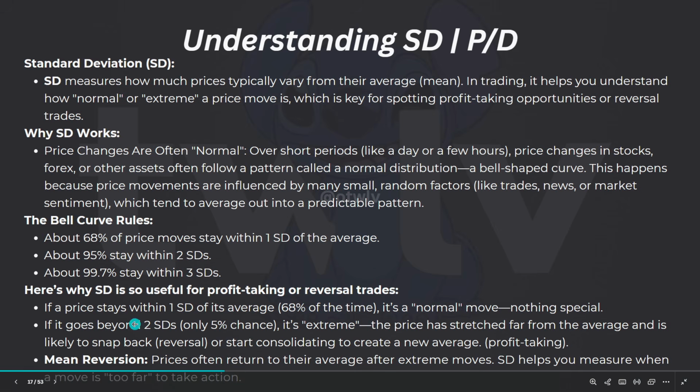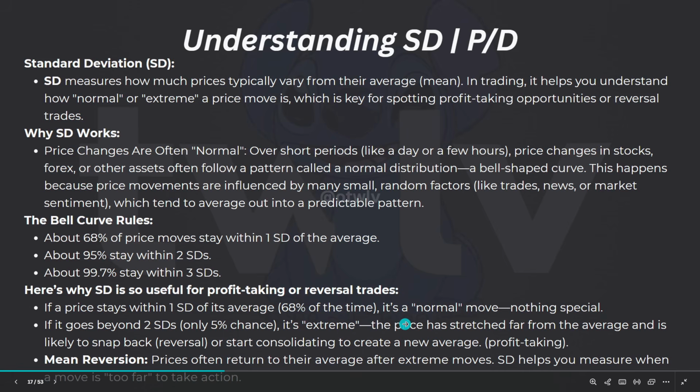But if it goes beyond two standard deviations, there's only a 5% chance. It's an extreme. The price has been stretched far from its average and is likely to snap back or start consolidating to create a new average, which is where we profit take.